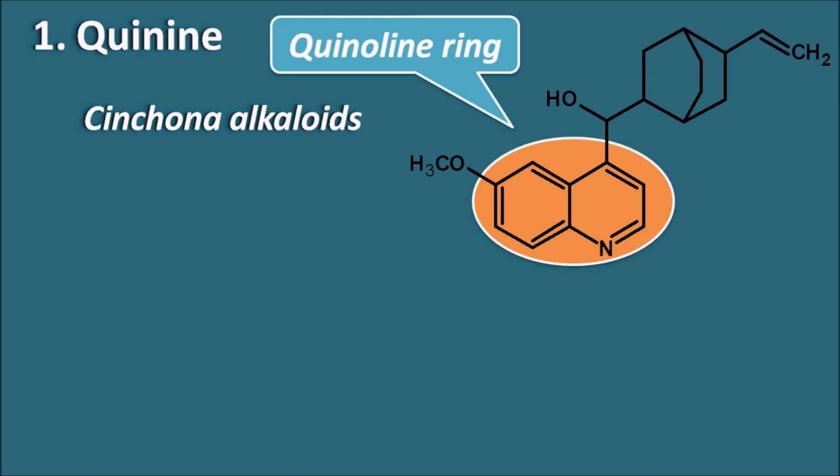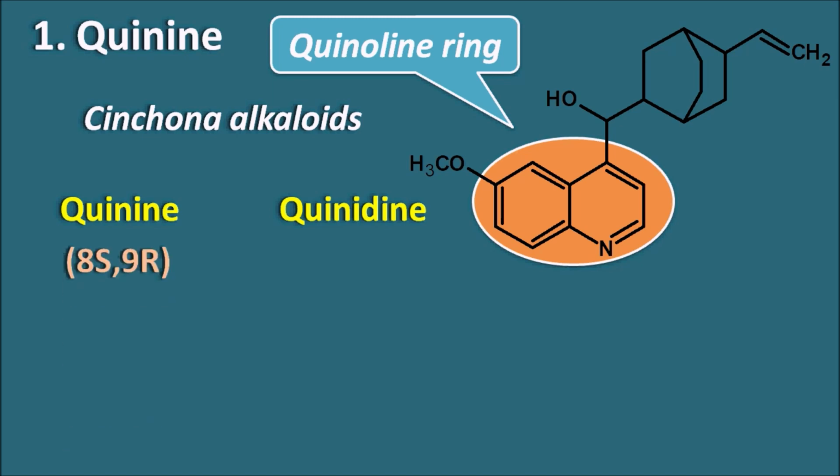These cinchona alkaloids include many natural products, and among them we have two important natural drugs, quinine and quinidine. It also has cinchonine and cinchonidine, but therapeutically quinine and quinidine are important. Quinine and quinidine are stereoisomers which differ in their stereochemistry at two positions. Quinine has 8S and 9R configuration, whereas quinidine has 8R and 9S configuration.